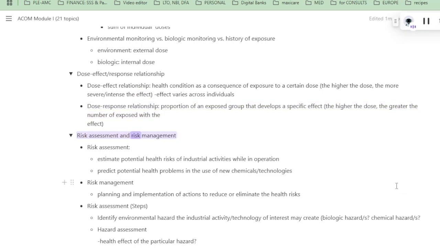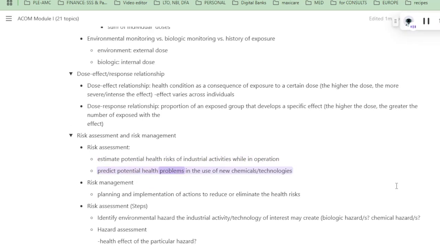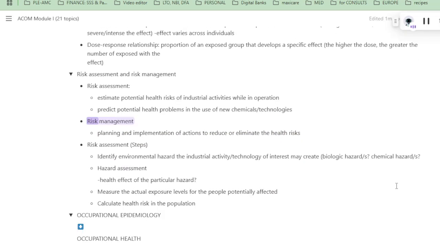Risk assessment and risk management. Risk assessment: estimate potential health risks of industrial activities while in operation, and predict potential health problems in the use of new chemicals or technologies. Risk management: planning and implementation of actions to reduce or eliminate the health risks.